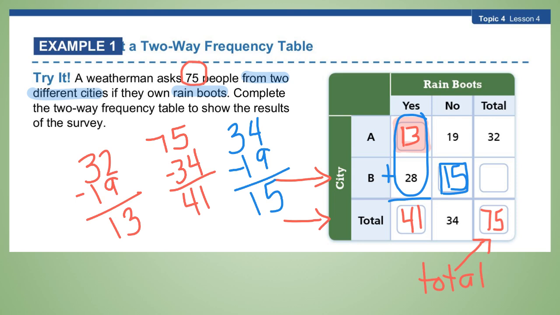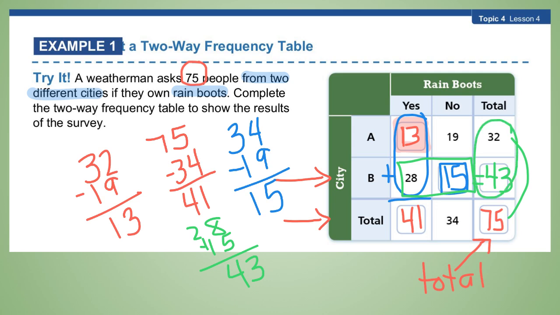All right, we have one more box to fill in, and there's two ways that we can do this. We can either add these together to get that box, or we can subtract these two to get that box. It doesn't matter. So I'm going to add 28 and 15, and I think that gives us 43 people. Now I just want to double check and make sure that 32 and 43 make 75. It does. We've got the right answer.